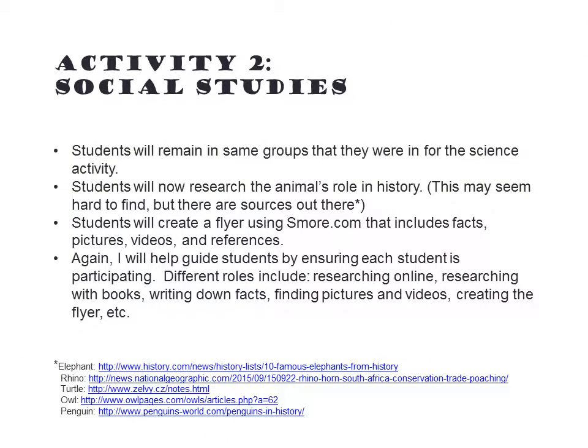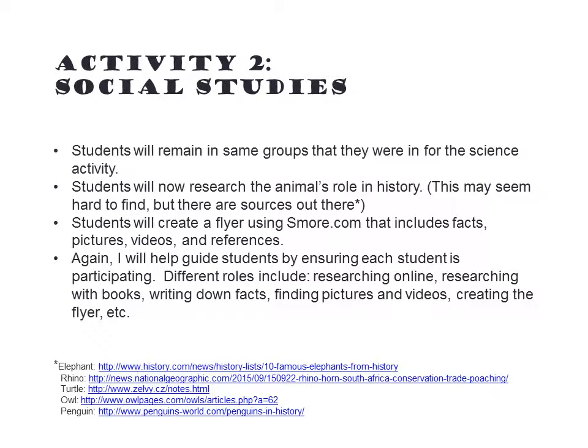My second activity is a social studies activity. The students will remain in the same groups as they were in for the science activity. But this time they're going to research the animal's role in history. So maybe famous animals in history, or the animal's role in the culture, different cultures.